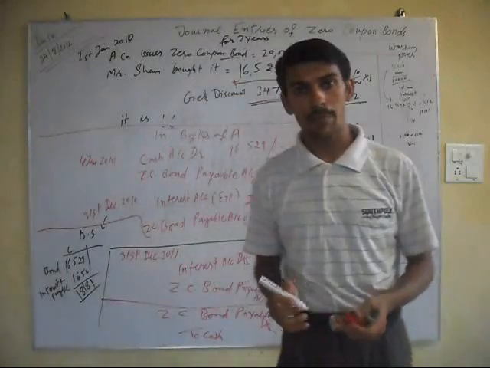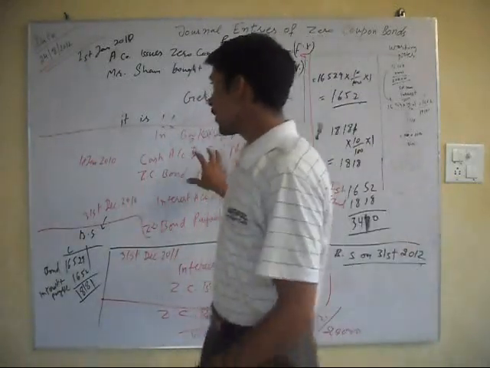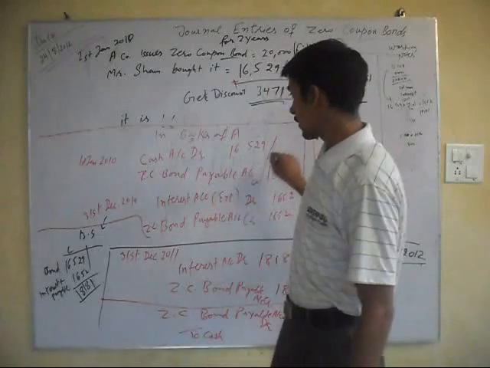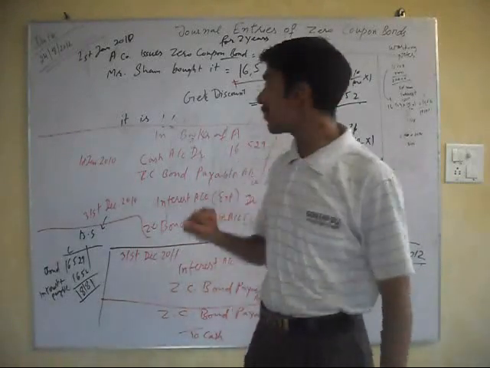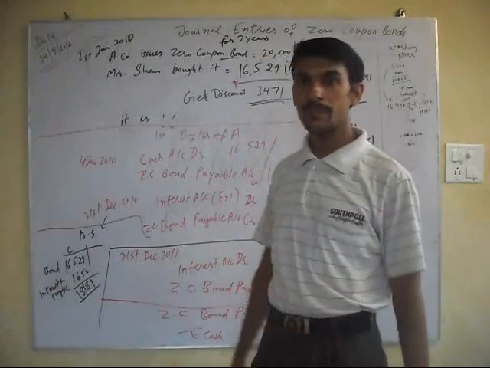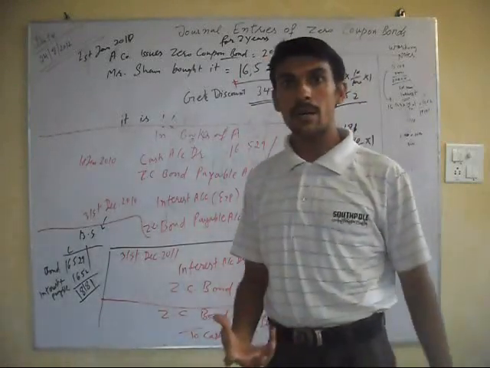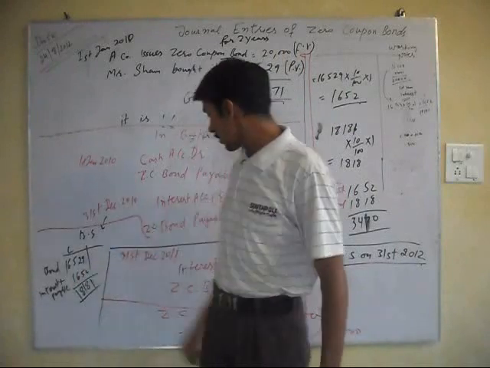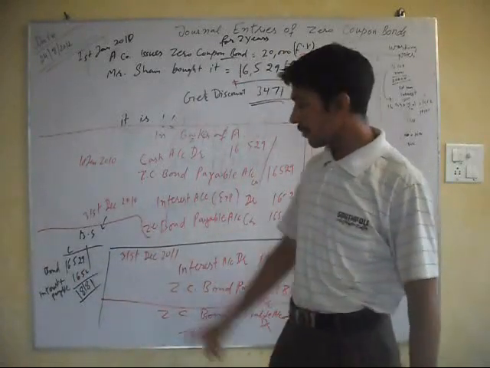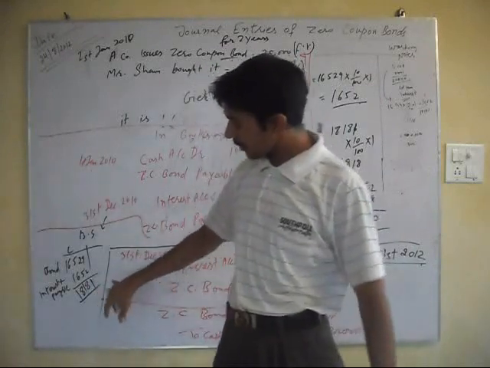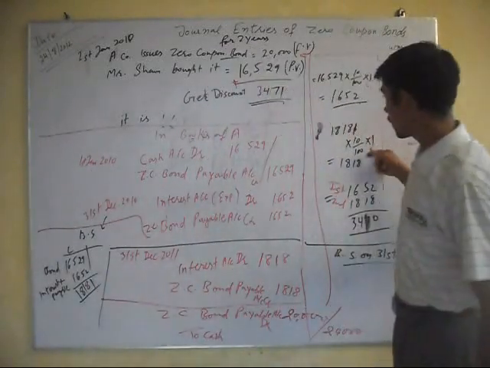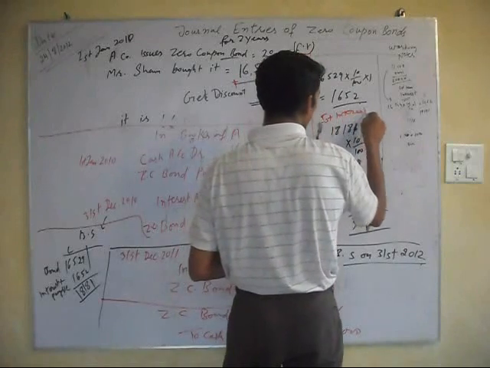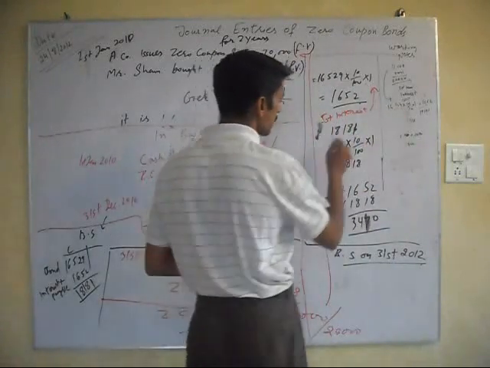Again I am repeating, you have to pass the money which the company receives, and this will be the discounted value. After deducting the discount, we will get it, and then we will calculate the first year interest, and it will be transferred to the bond payable account. The first year balance sheet will be 18,181, and we have the first year interest and the second year interest.